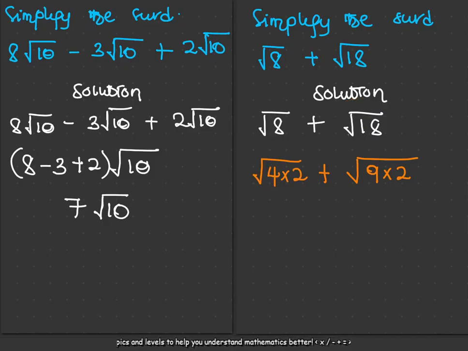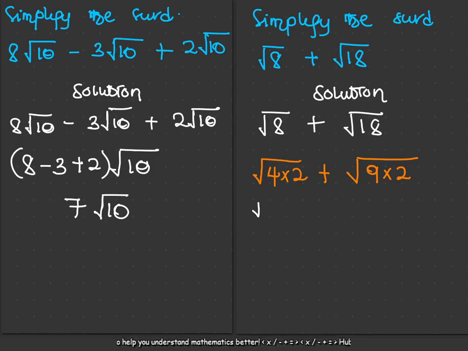Unlike the previous examples we did, where the 10 had no factor that is a perfect square, so it was already in its simplest form, these on the other hand do have factors that are perfect squares. So with this, we want to simplify. And since we've already done simplification, I'll just go straight for it.